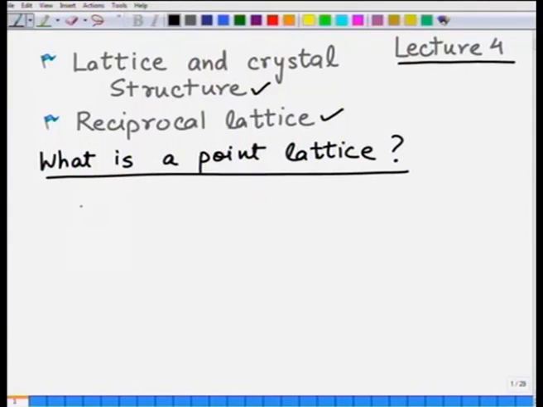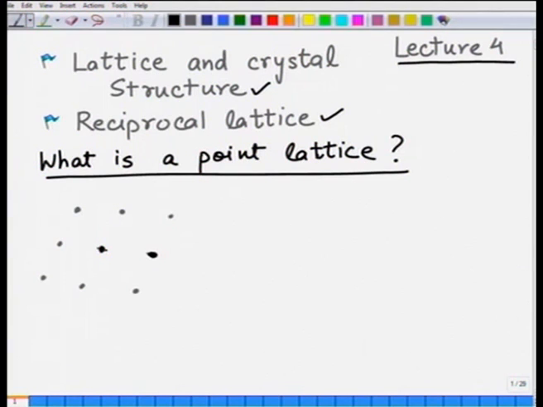You think of points arranged in space, not actually putting something there, but you just think of them as some points in space. Let me give you an example. Let us say here are some points. Let me draw these points somewhere here, like this, like this, etc. We draw something like this.